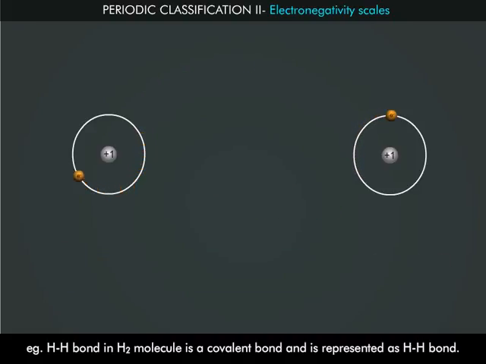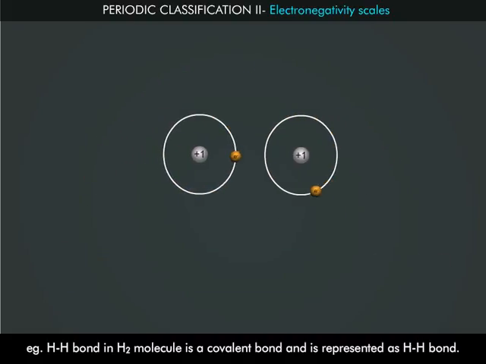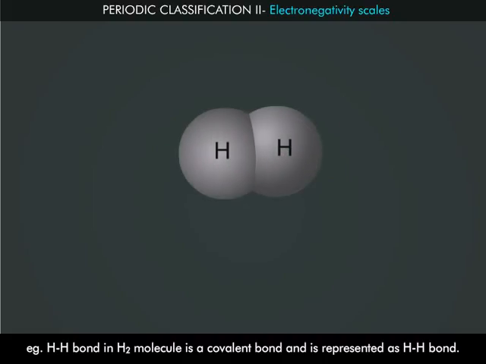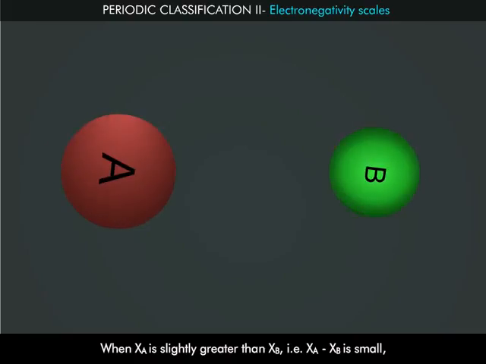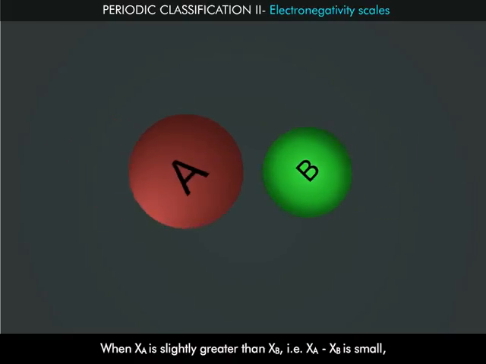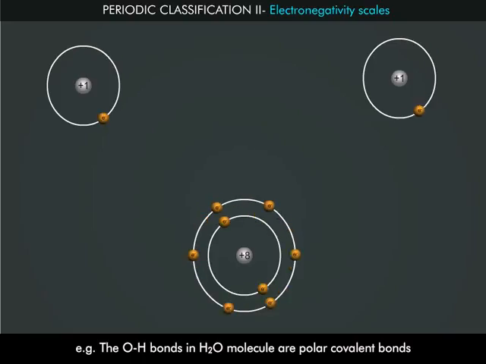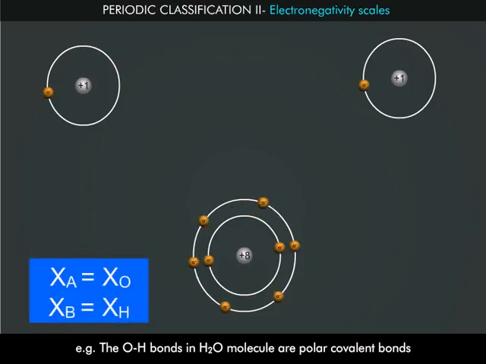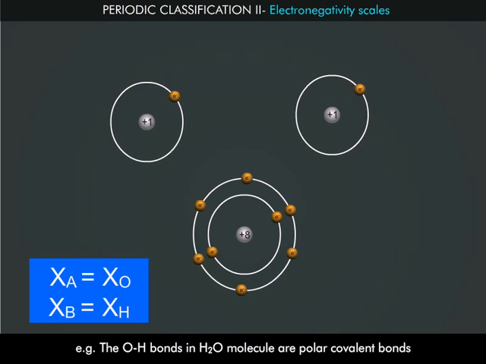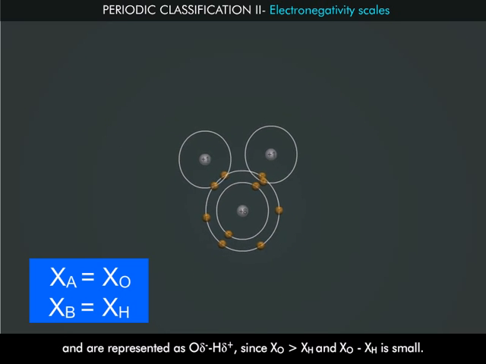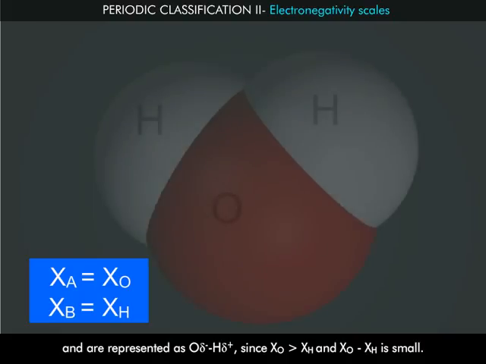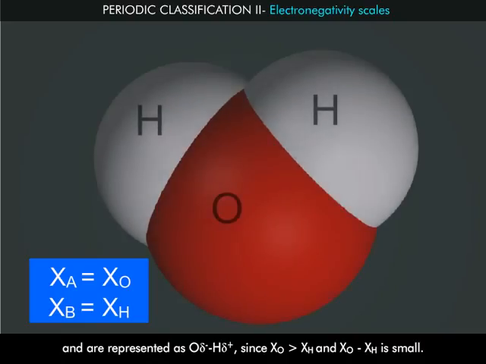Example, the H-H bond in the H2 molecule is a covalent bond and is represented as H-H. When Xa is slightly greater than Xb, that is, Xa minus Xb is small, the A-B bond is a polar covalent bond represented as A δ- - B δ+. Example, the O-H bonds in the H2O molecule are polar covalent bonds and are represented as O δ- - H δ+, since XO is greater than XH and XO minus XH is small.